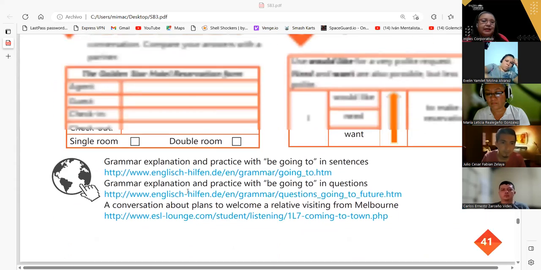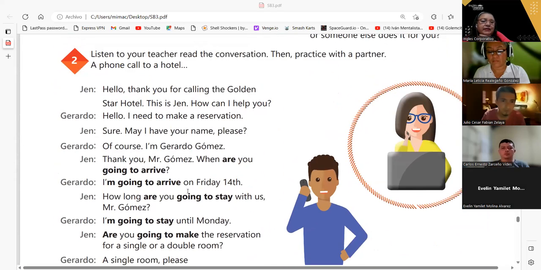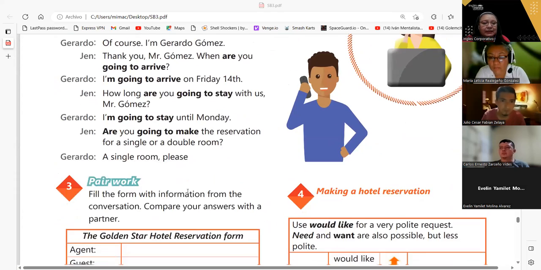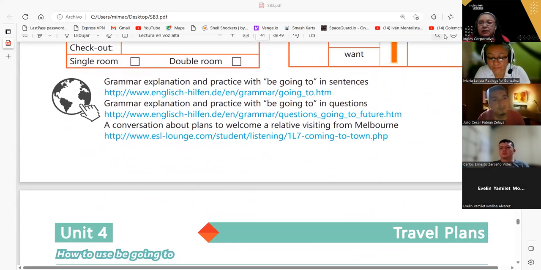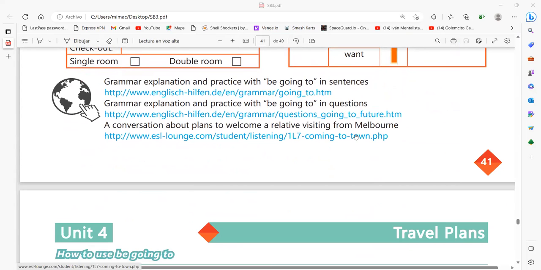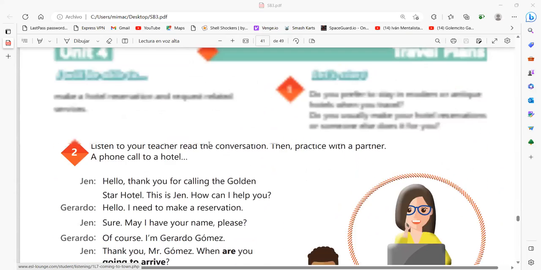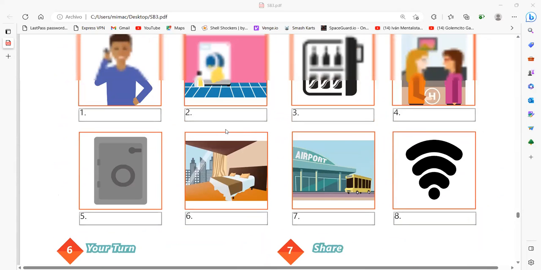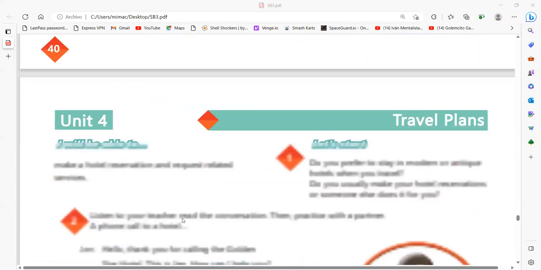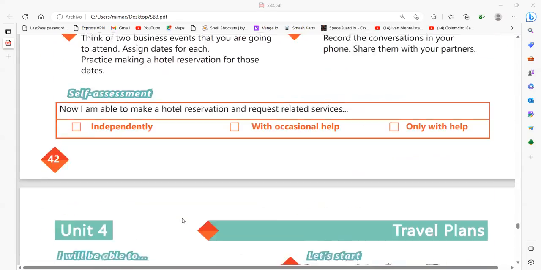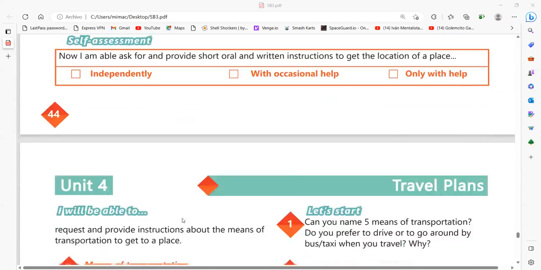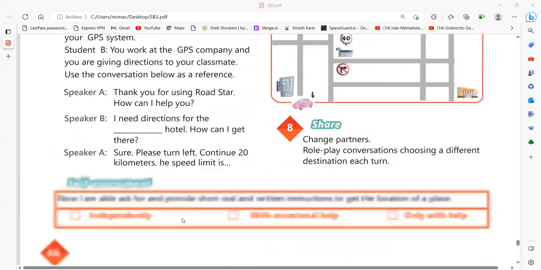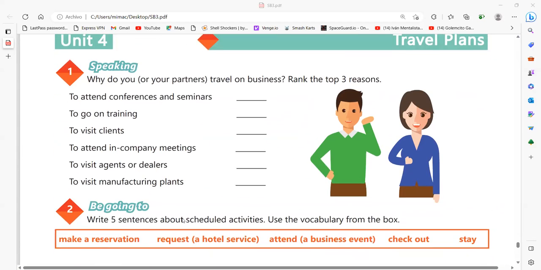And then you also have in here a conversation, right? That can help you. This is probably at page 41, yes. And also over here, okay. Write a checklist about the types of services and amenities you need for your next trip. Use the words from the box. So you have here the services in a hotel. Yes, this is helpful for you in order to go over the exercise and complete the sentences.